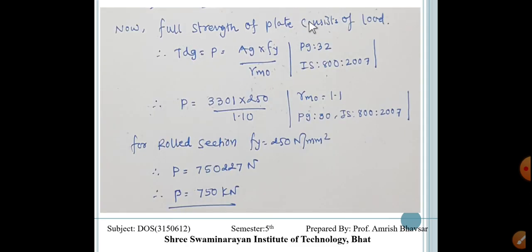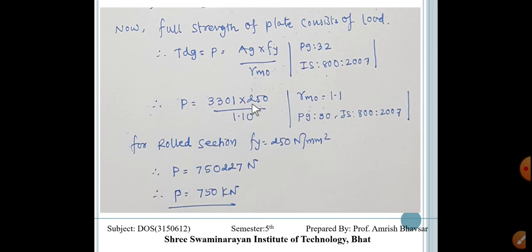For the full strength of the plate, the load is TDG, and we can also call that P. The equation given on page number 32 is Ag into Fy upon gamma m0. Here we have the area, Fy, and gamma m0 from page number 30. So we can get the total load resisted by this section, that is 750 kilonewton.